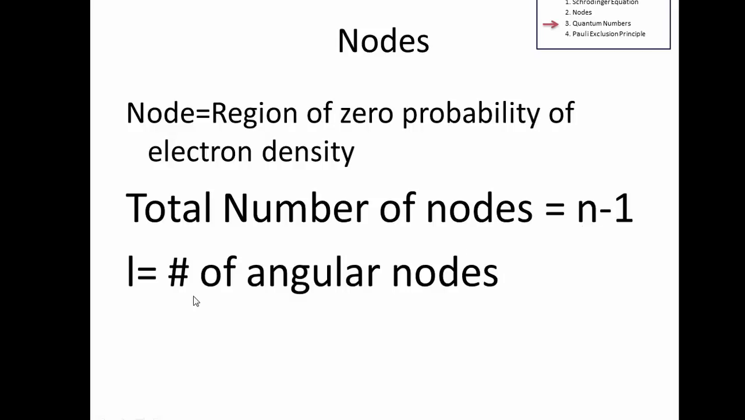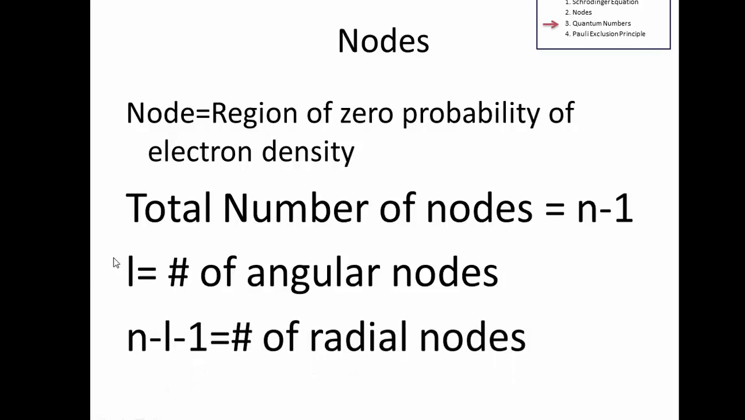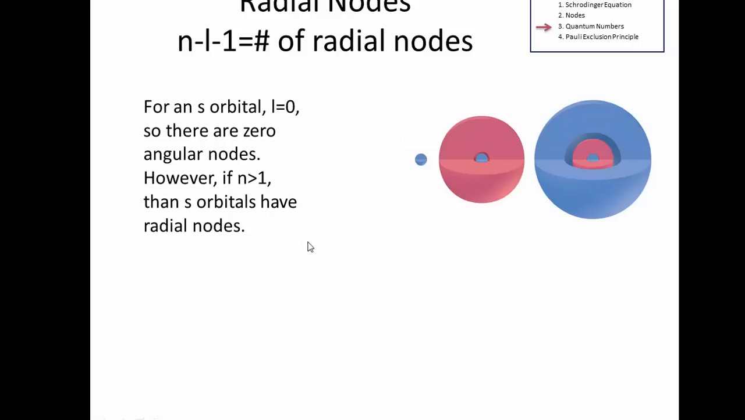And remember that we talked about how there's two different types of nodes. There's angular nodes and radial nodes. And we talked about how the angular momentum quantum number, L, is your number of angular nodes. And so n minus L minus 1 is your number of radial nodes. I just wanted to look at a couple examples of different types of nodes to figure out how many radial nodes are in a particular orbital.